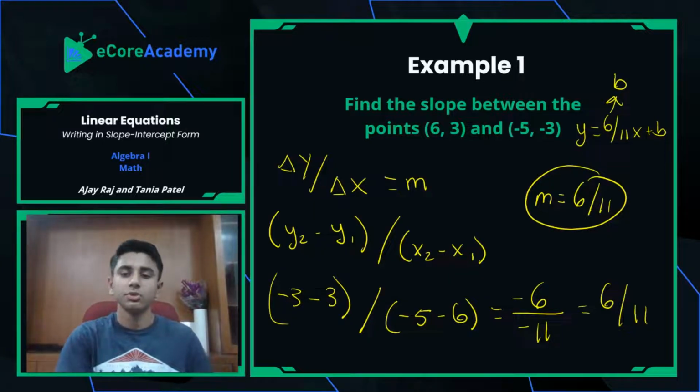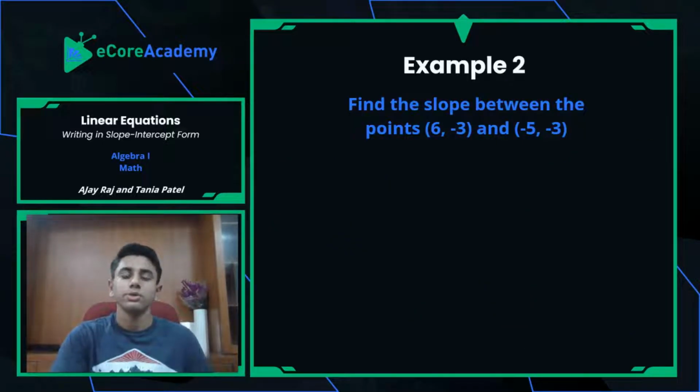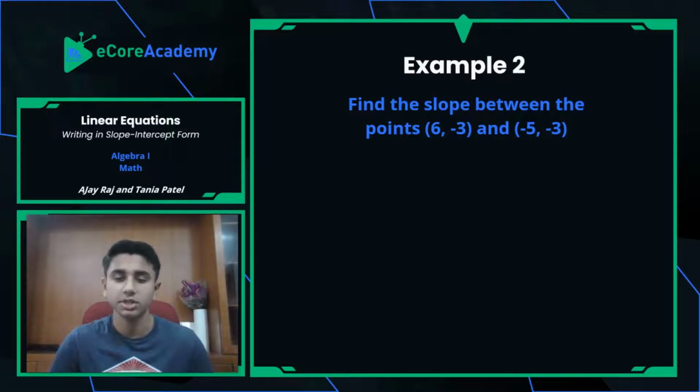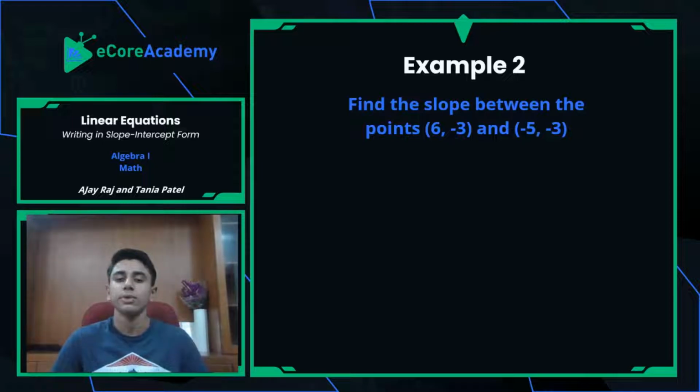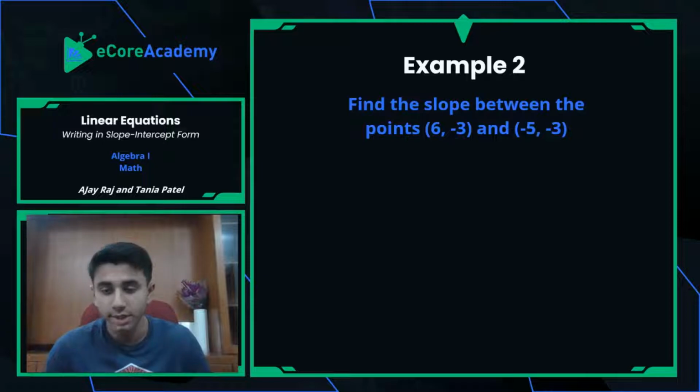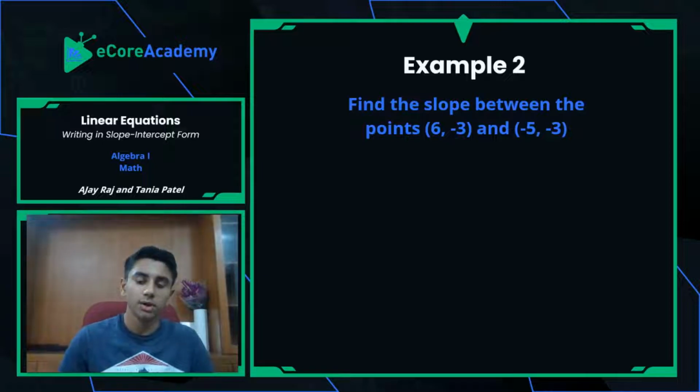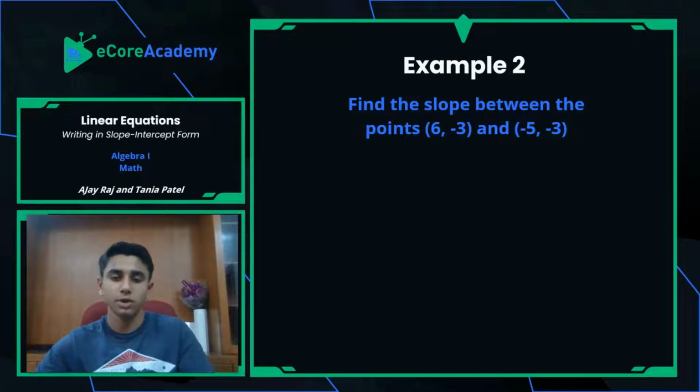All right, now let's move on to example 2. So in example 2, we're going to also do the same thing, but just change up the numbers a bit just to get a hang of it. So this is example 2. We're going to find the slope between points 6, negative 3, and of course negative 5, negative 3. So we know our slope equation. We're going to merely identify what these variables are in terms of y2, x2, so on and so forth.